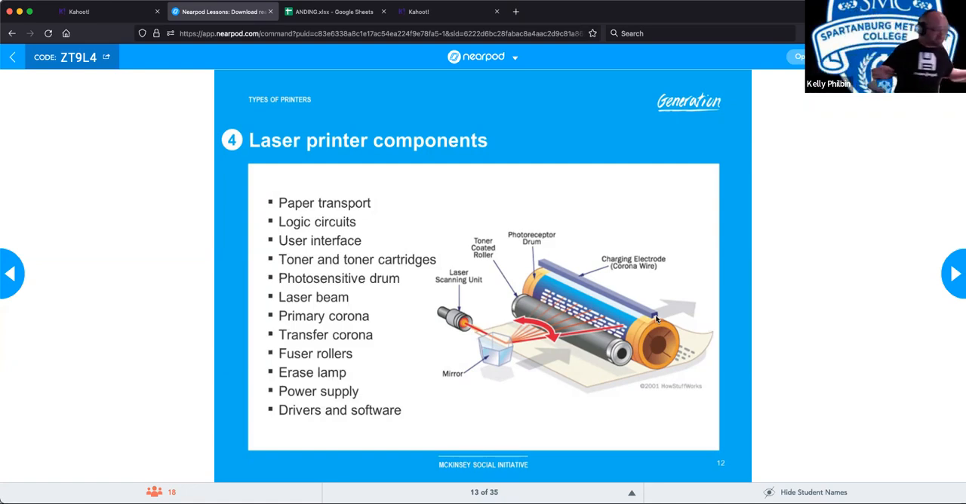And then we have, as with any electronic device, a power supply, just like our computers. Well, in a laser printer, in order to power the coronas and the fusers, they have what is called an HVPS, which is a high voltage power supply. And it is what it says it is.